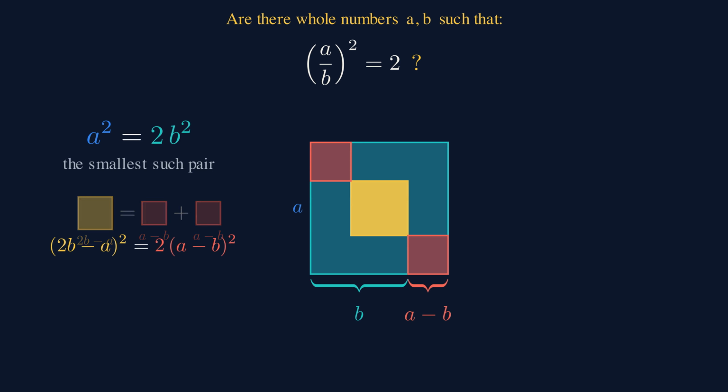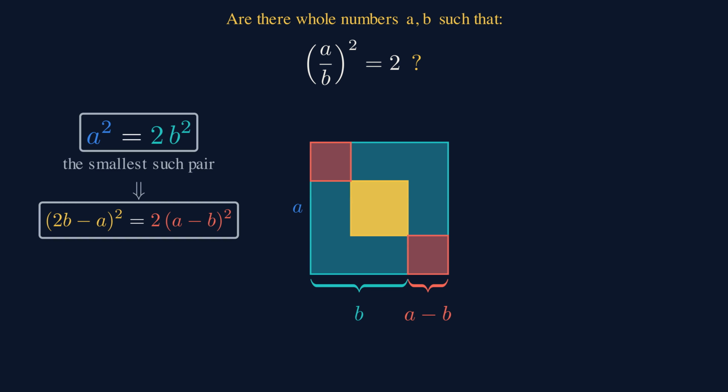But that's the same equation, in smaller whole numbers. A smaller solution, hidden inside the first. And there's the trap. We took the smallest pair, yet here's a smaller one. Impossible. So no such pair exists. No fraction squares to 2.